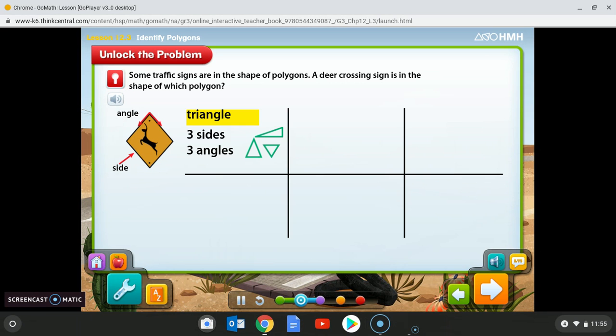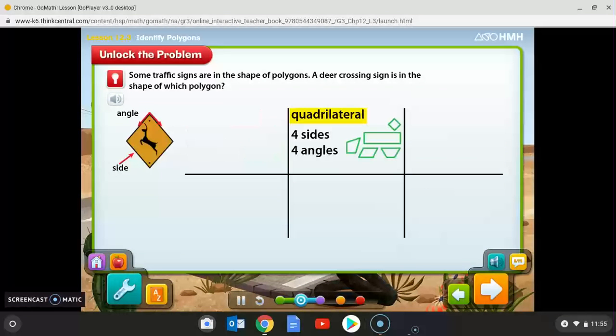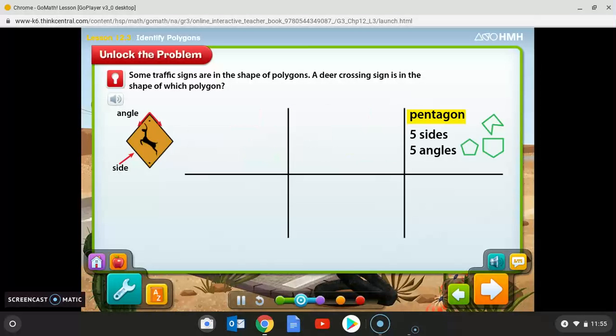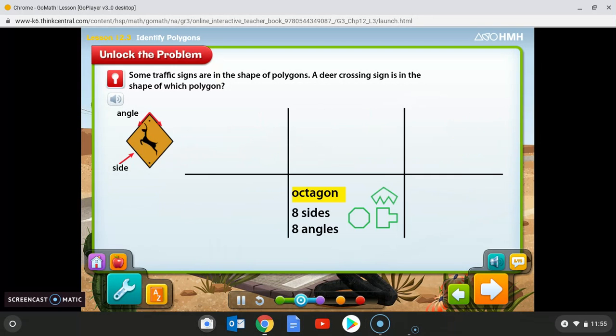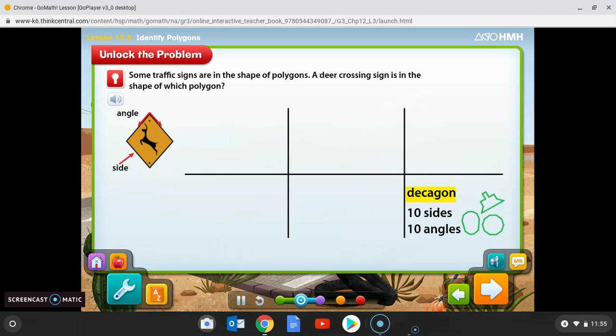A triangle has 3 sides and 3 angles. A quadrilateral has 4 sides and 4 angles. A pentagon has 5 sides and 5 angles. A hexagon has 6 sides and 6 angles. An octagon has 8 sides and 8 angles. And finally, the last one we're going to learn is called a decagon. A decagon has 10 sides and 10 angles.